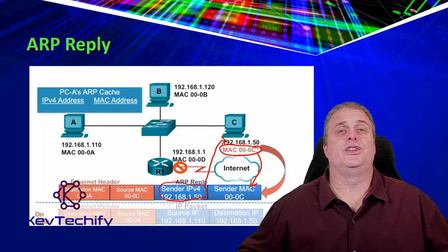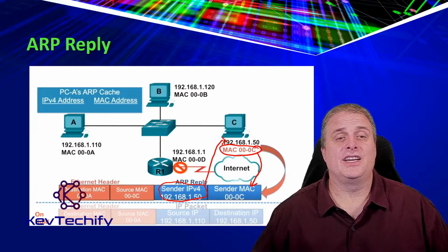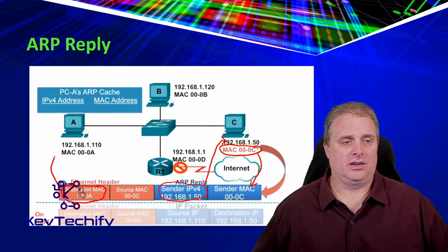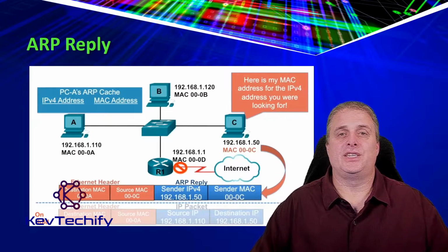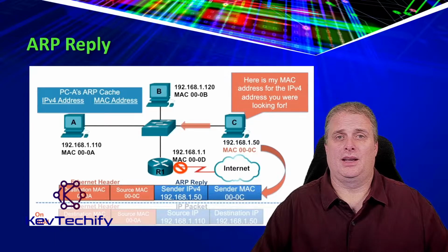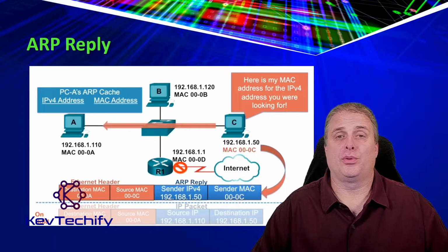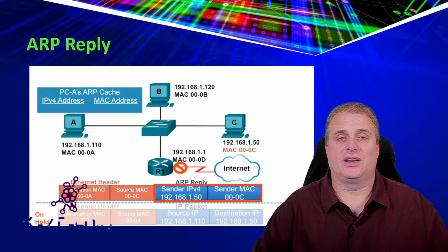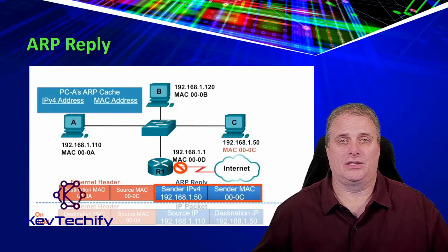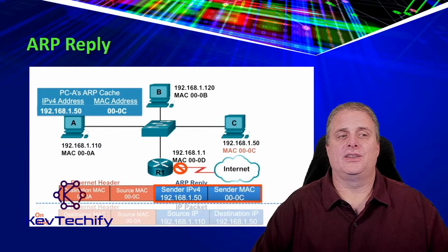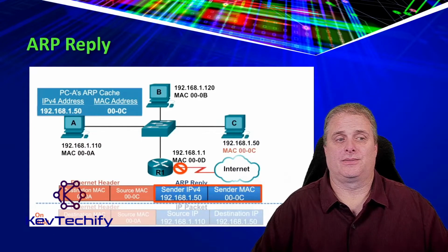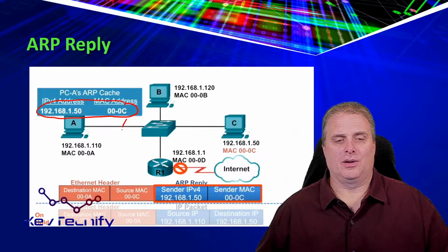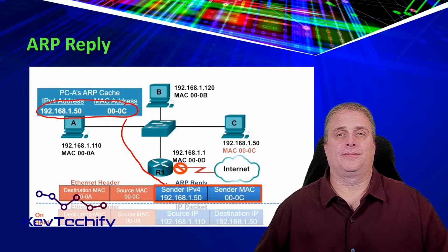ARP replies are sent as a unicast. The destination MAC address is of PCA. We can see that right here. PCA receives the ARP reply as a response to PCA's ARP request and takes the reply information, the sender IP version 4 address and the sender MAC address, and adds that into PCA's ARP cache. We can see that added right in here, the information from our ARP reply.